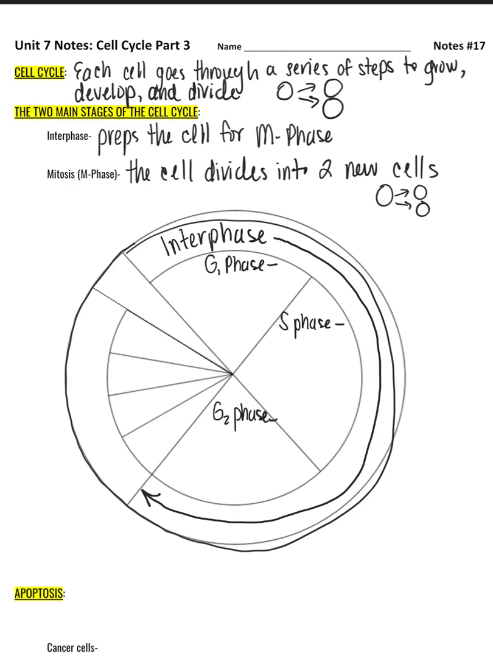Let's talk about the G1 phase first. During this particular phase, the cell is going to grow larger, or it's going to get bigger. It is also going to copy organelles or make more organelles to prepare itself for cell division, which is the mitosis stage.